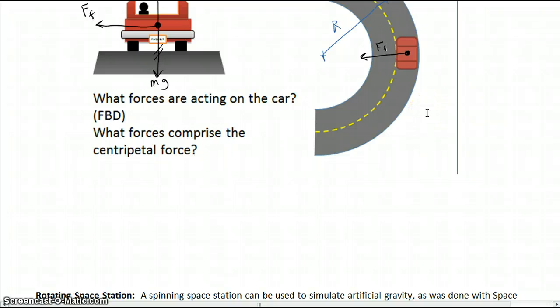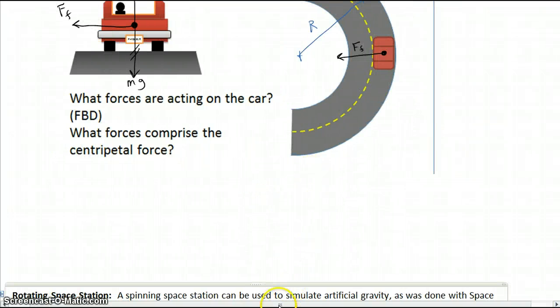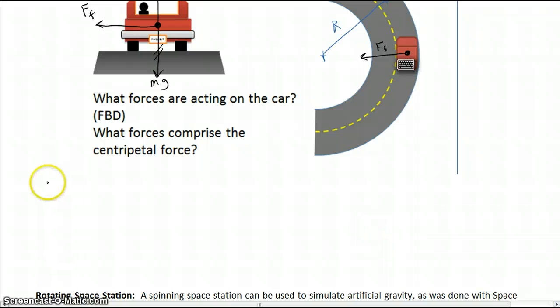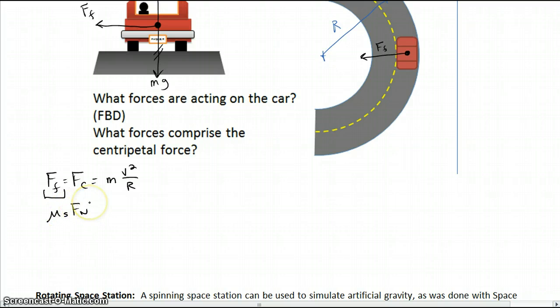We know that the frictional force here is our centripetal force, so we can also write that as mv squared over r. Okay, that sounds good, but what do we do with this? Well, remember, we know some things about friction. We know that it is equal to the coefficient, in this case, of static friction times the normal force. It's static friction because your tires aren't skidding. We're dealing with static friction. And that's going to equal mv squared over r.